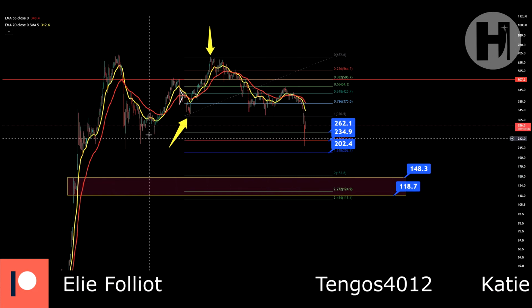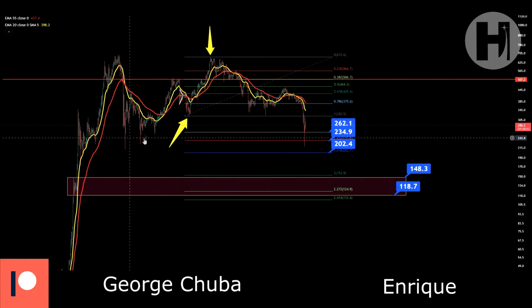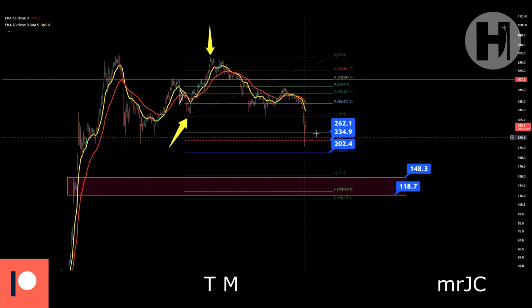And obviously, if we start losing the July bottom here, that would be quite negative. But we'll see if that happens. BNB is getting bought up pretty quickly.